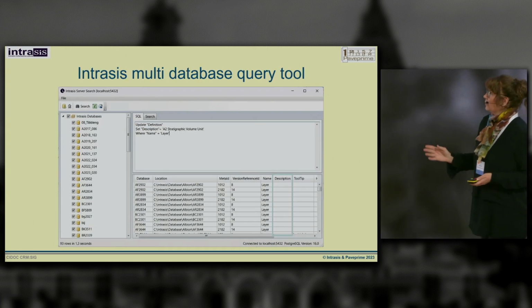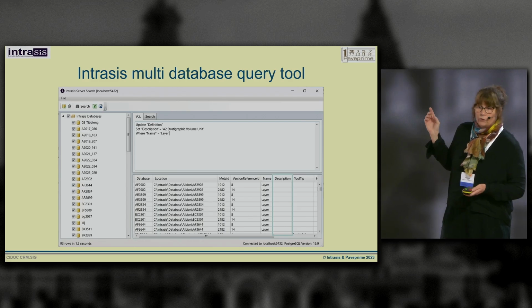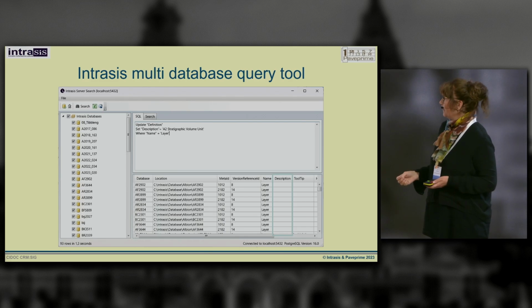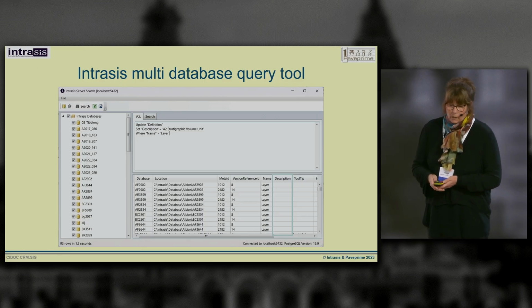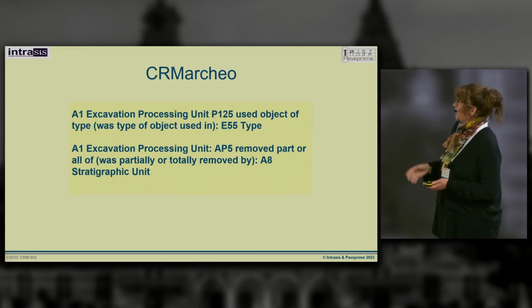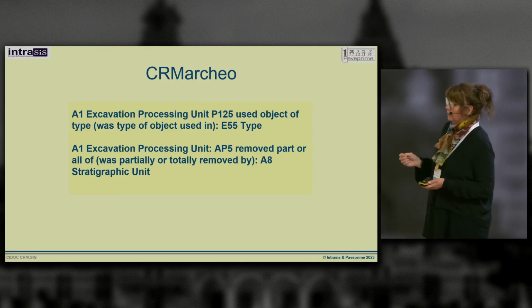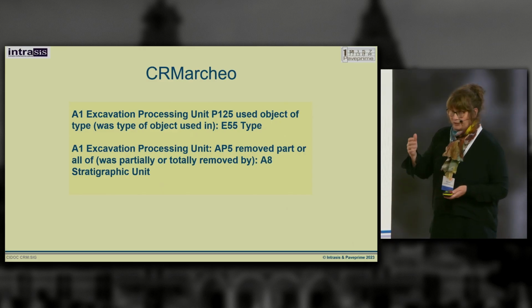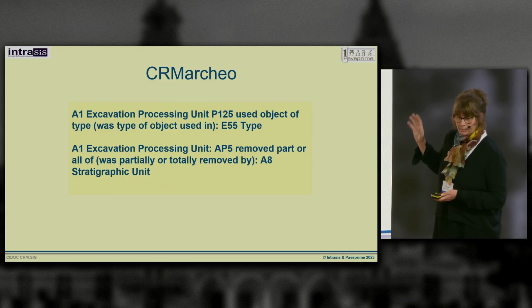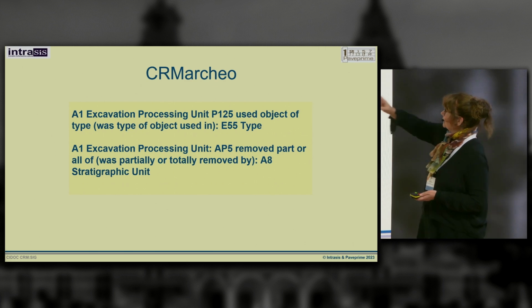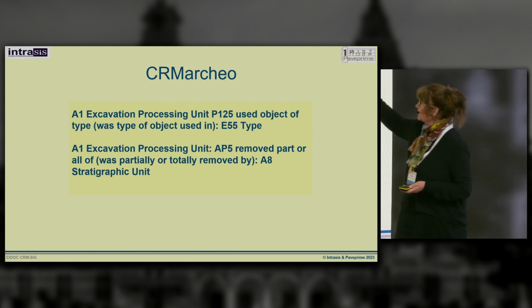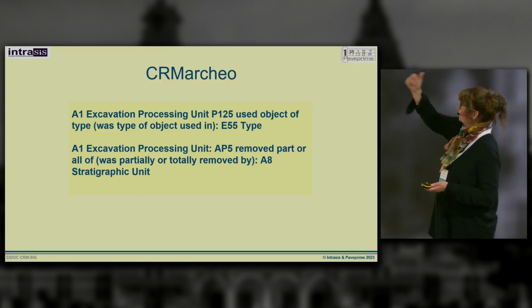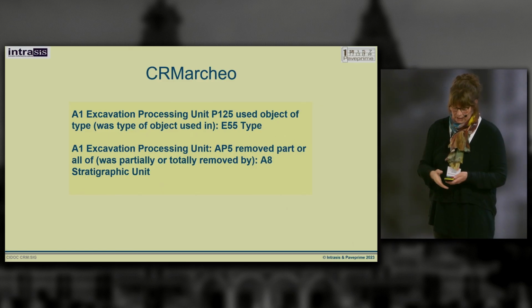And we also already have a tool for entering data to multiple databases at once. And this is just an example of how that mapping may look. I'm not really sure if this is exactly where we're going to end up, but you have the A1 excavation processing unit, the P125 used object of type, and then you have E55 type.